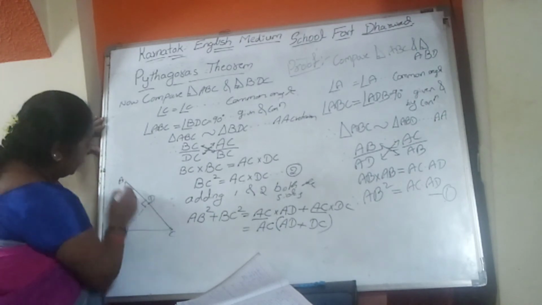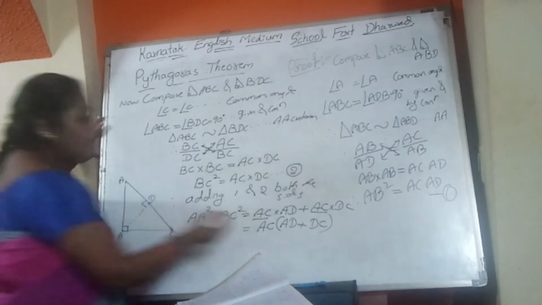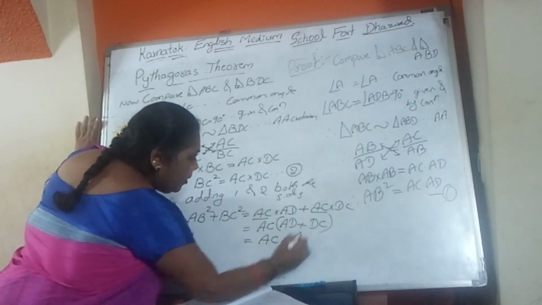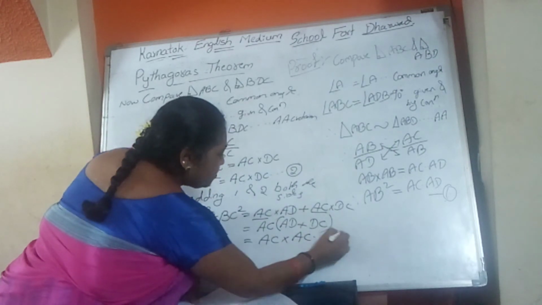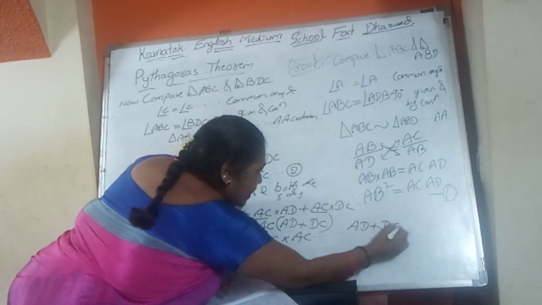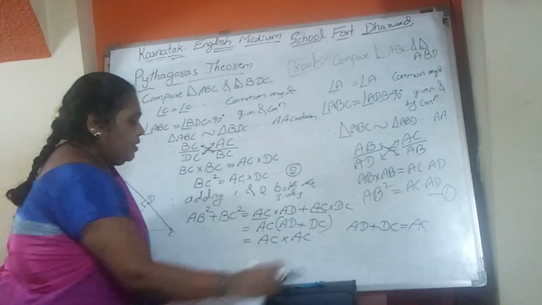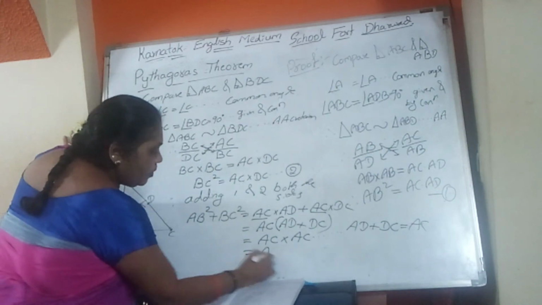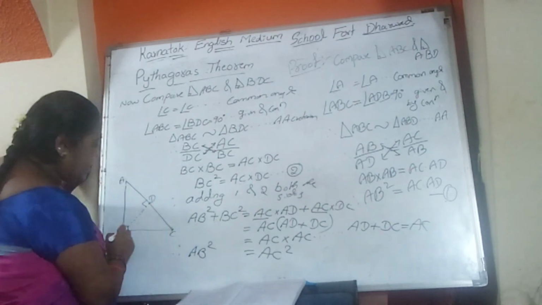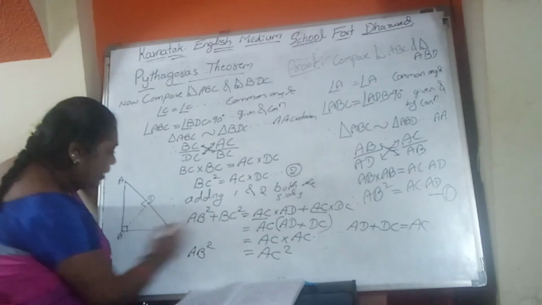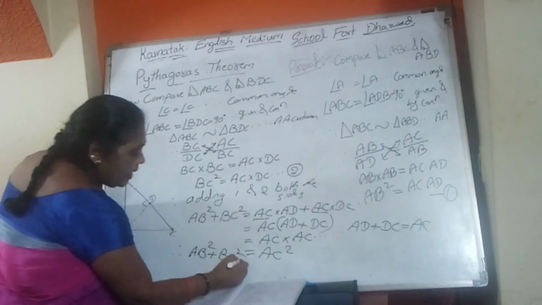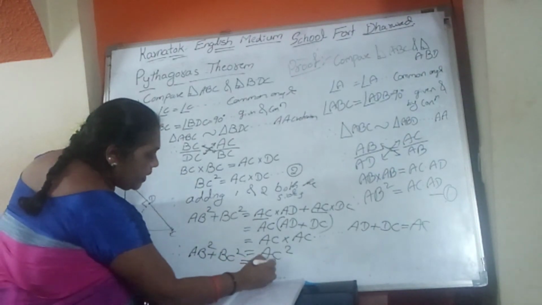Observe here, AD plus DC equal to what? AC. Instead of this, you write here AC into AC because AD plus DC equal to AC, which is equal to AC square. Therefore, AB square, one side of the right angle triangle, plus BC square, other side of the triangle, is equal to AC square.